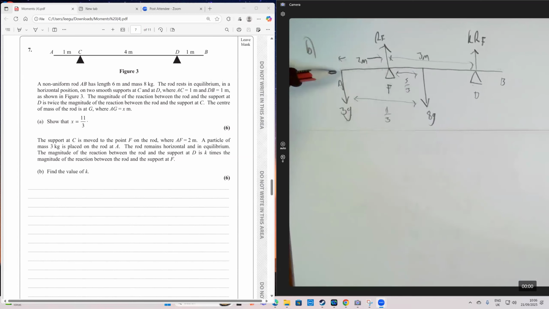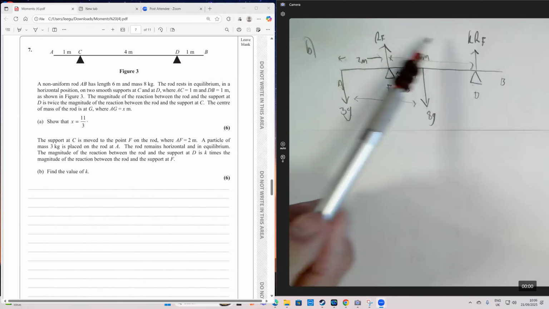A particle of mass 3 kilograms, so that's 3g, is now placed at A. The rod remains horizontal and in equilibrium, and the magnitude of the reaction at D is K times the reaction at F.